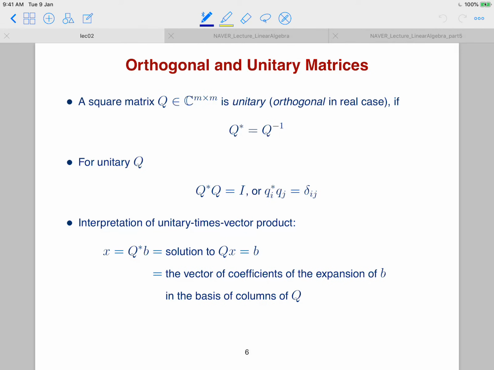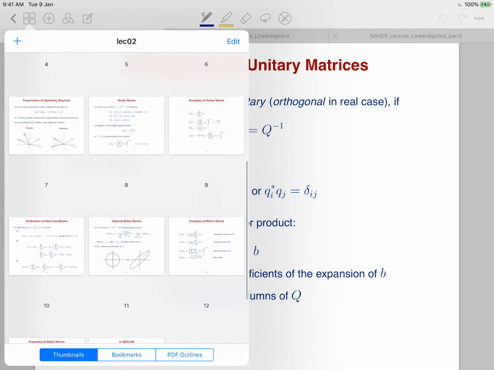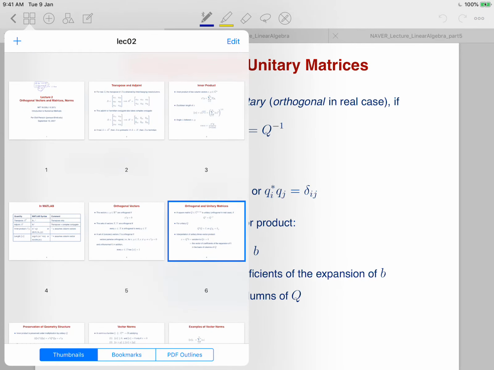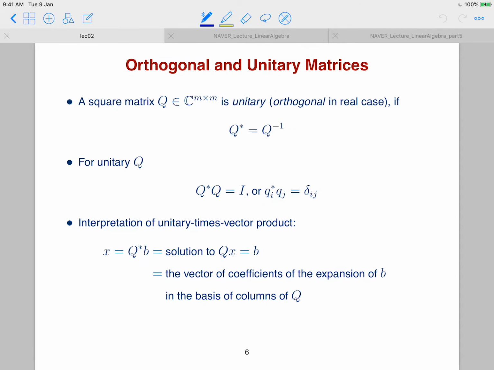It was quite a long time ago that we had a lecture. So let's briefly review what we learned last time. Let's see.